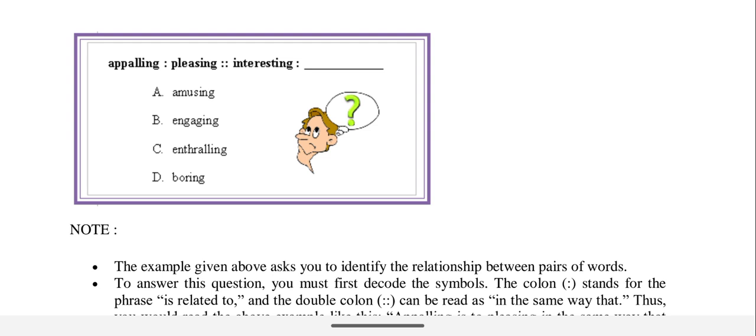Okay, we are discussing the question: appealing, pleasing and interesting. So analyze the first pair. So we have to first analyze the first pair. Appealing means dreadful or horrifying, while pleasing means agreeable or satisfying. So these are antonyms. Okay, so apply the relationships to the second pair.